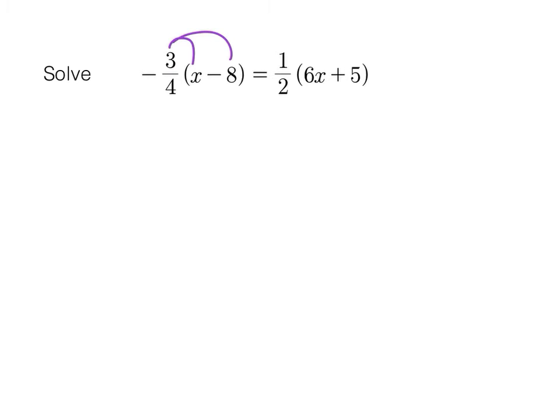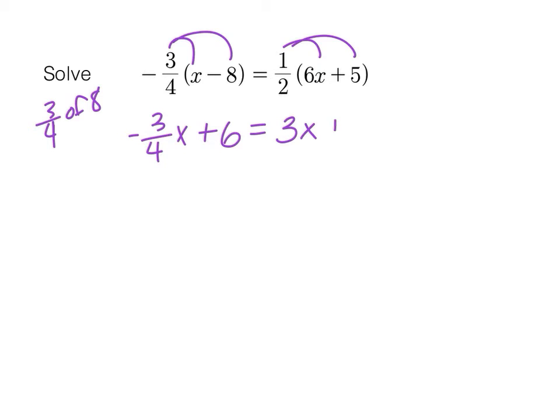So negative 3/4 times x is negative 3/4 x. Negative 3/4 times negative 8 is like negative times negative is positive. 8 times 3/4 is like saying 3/4 of 8. 1/4 of 8 would be 2, so 3/4 of 8 would be 6. Distribute here. Half of 6x is 3x, and half of 5 is 5.5, but I'm going to write it 5/2, 5 over 2.